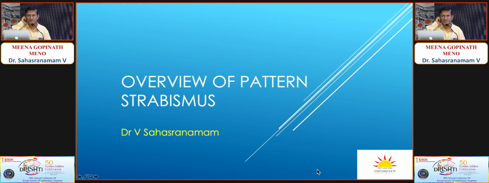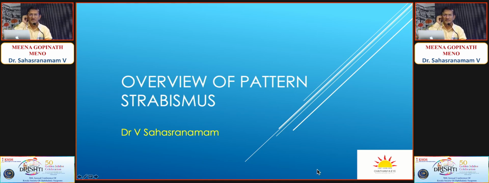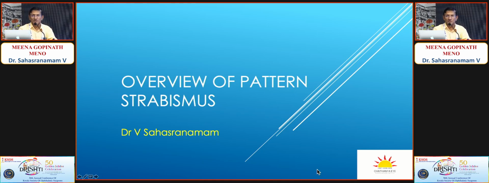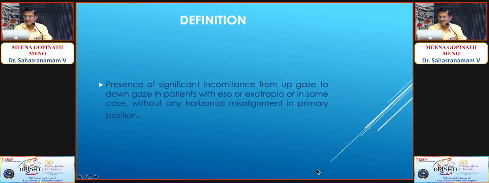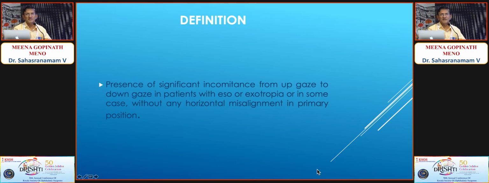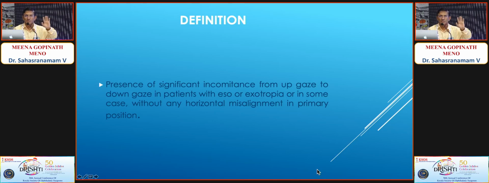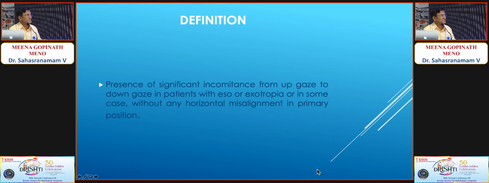Overview of patterns. In 5 to 6 minutes, we will have a bird's eye view of what is pattern strabismus. So you look at this definition, this word incompetence. Incompetence in squint means that if you look at the deviation of the angle of the squint, in various cases it will be different.